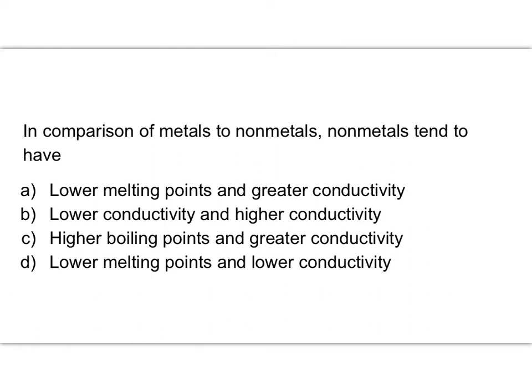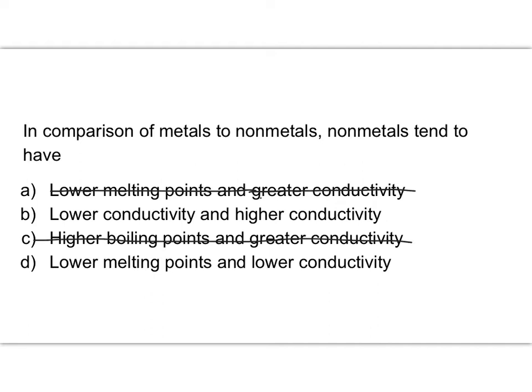Comparison of metals to nonmetals. Nonmetals tend to have what? So this is comparing general properties of metals and nonmetals. So metals, for example, tend to have good conductivity. They tend to be shiny and solid. Nonmetals tend to be gases or brittle solids, not shiny. They tend not to be good conductors. So anything that says they're a good conductor or a better conductor than metals, we can cross off. Nonmetals do not have good conductivity.